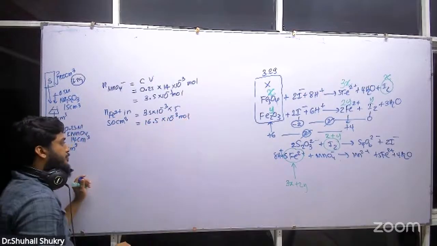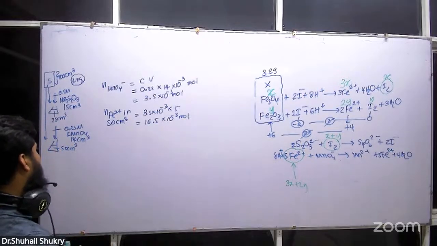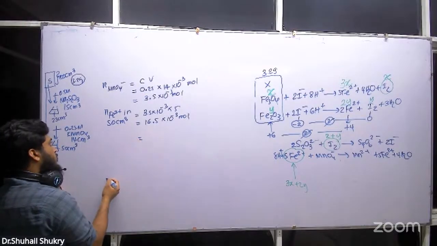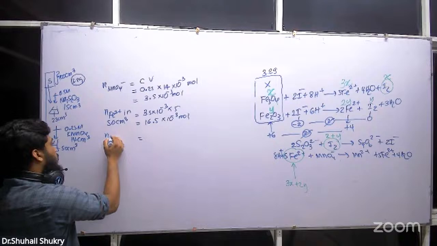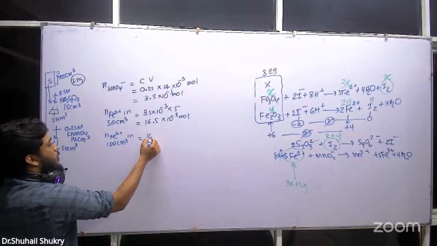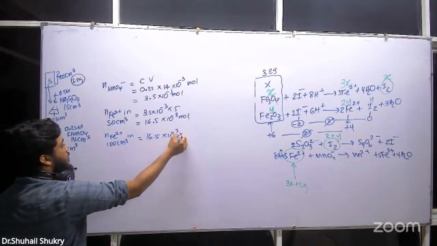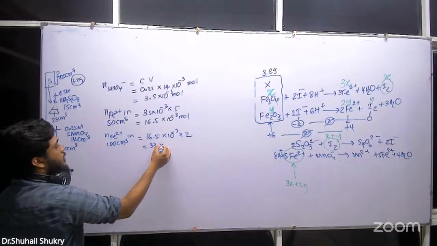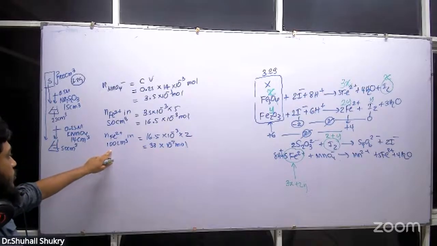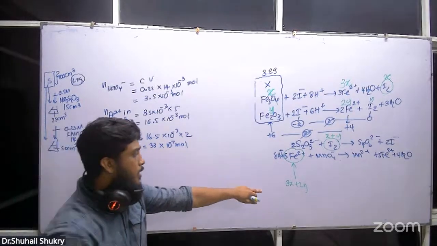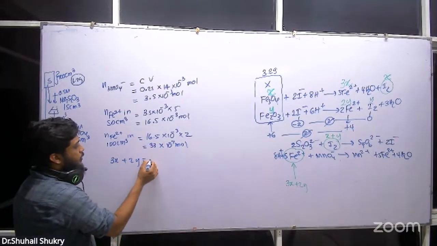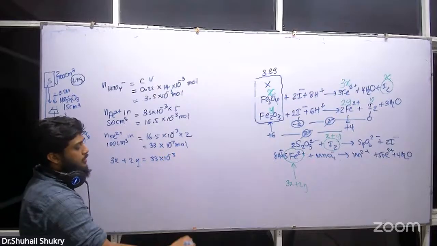I will get this. If I know the number of Fe2 plus moles in 50 centimeter cube, I can find the Fe2 plus in 100 centimeter cube. So it is double of this, like 50, that is double. The answer will be 35 into 10 to the power minus 3 moles. This is the total number of moles in 100 centimeter cube, meaning 3x plus 2y is equal to 35 into 10 to the power minus 3. This is a connection.